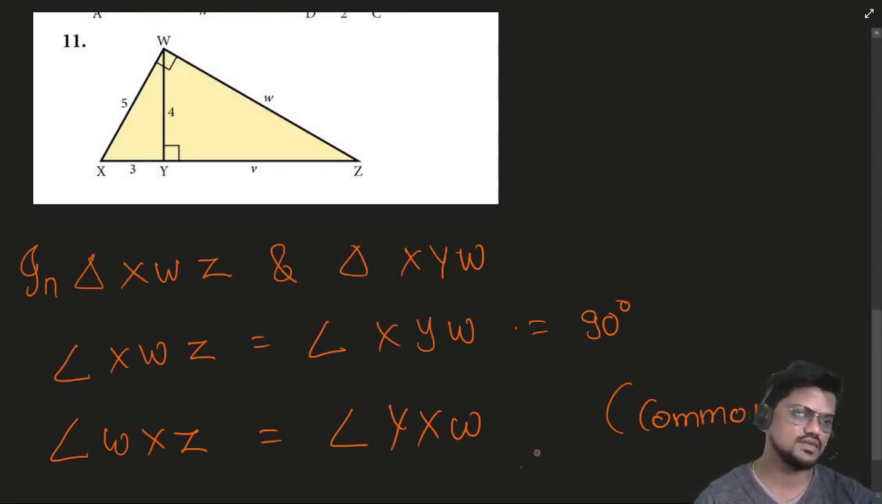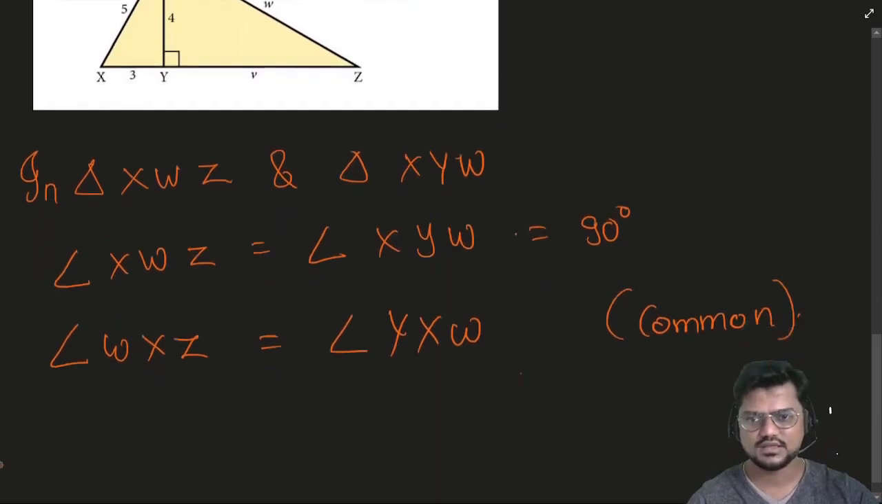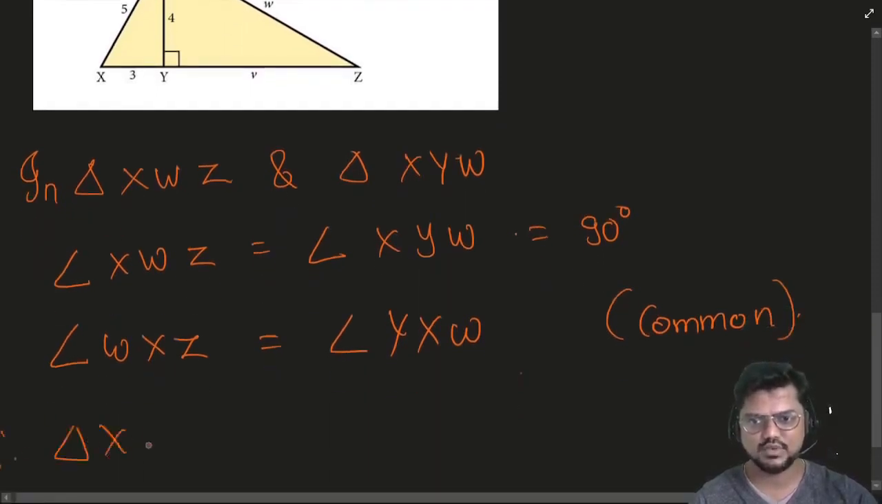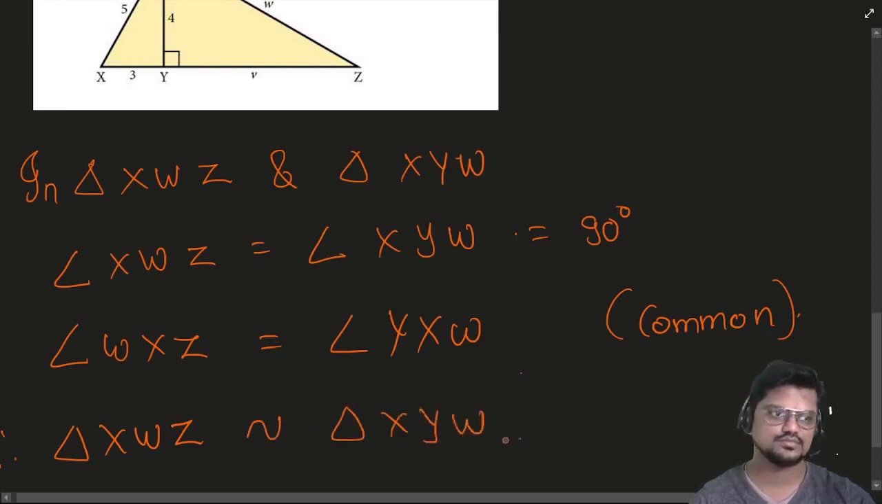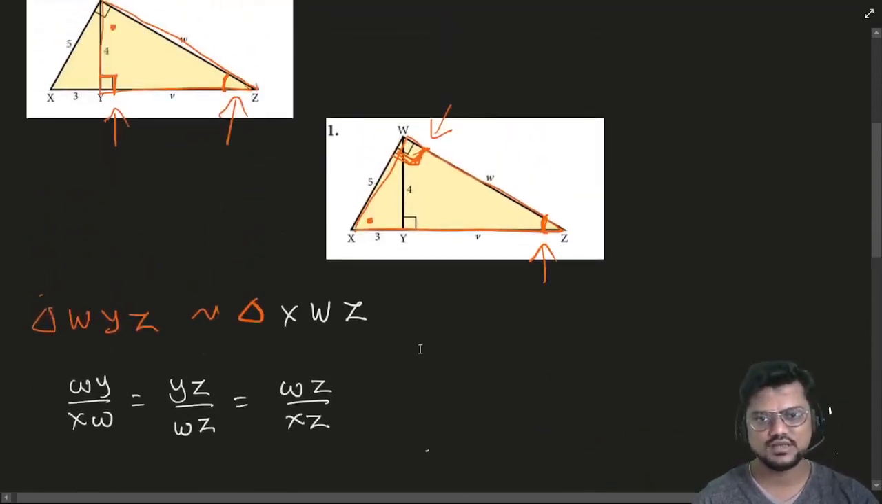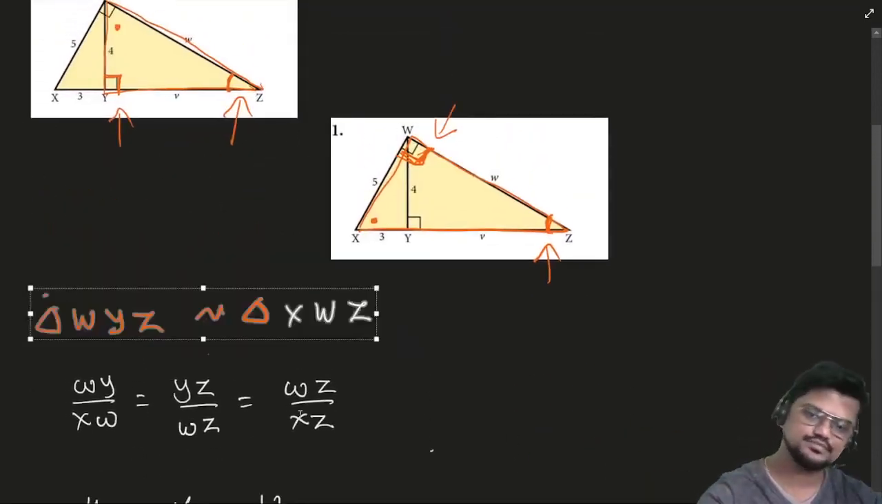Therefore, if two angles are equal, then what can I say? Therefore, triangle XWZ is similar to triangle XYW. I can say this. Now what we have proved initially, that these two triangles are also similar.